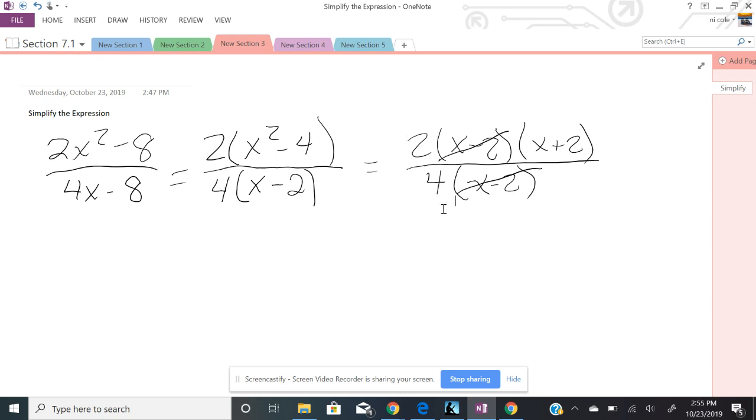The other thing we need to look at is the 2 and the 4. We can simplify that. 2 goes into 2 one time, and 2 goes into 4 two times. So in the end, what's left on top is x plus 2, over 2. I could carry the 1, but that's not a big deal. I'm not sure if MathXL will accept it, so you're better off leaving it without. All that factoring we worked on in Chapter 6 is here to stay.